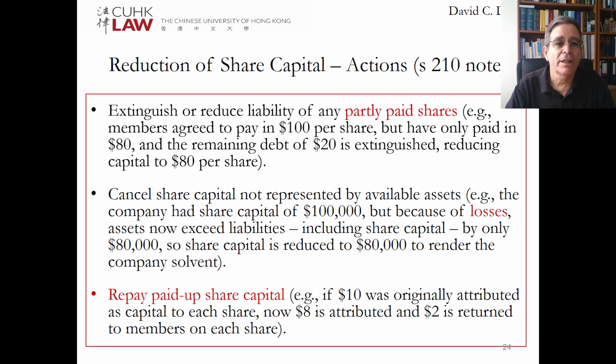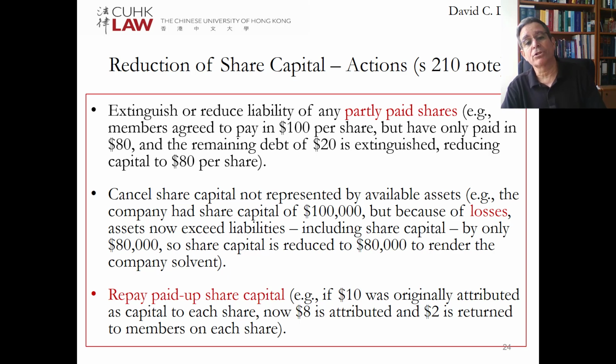And we see that the share capital may be reduced by extinguishing or reducing liability on partly paid shares. So we have agreed to pay in 100 per share. We have only paid in 80. We owe the company 20, but the company then agrees to extinguish that 20, reducing the share capital to the quantum of 80 times the number of shares issued to us.